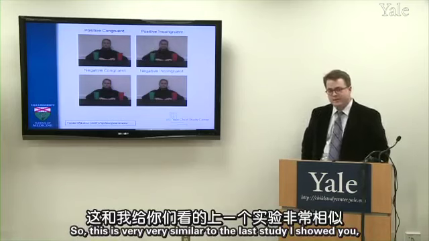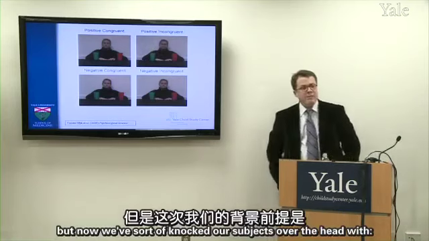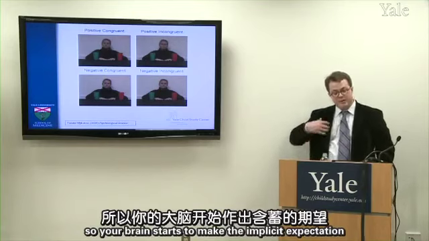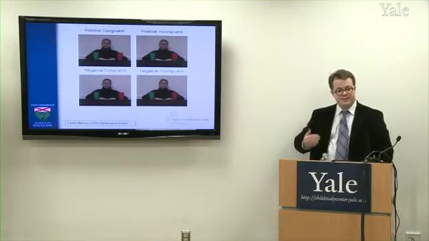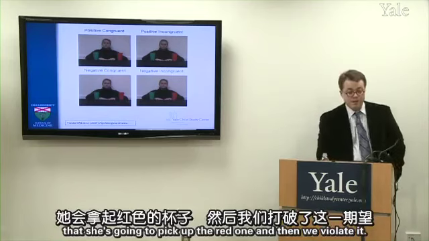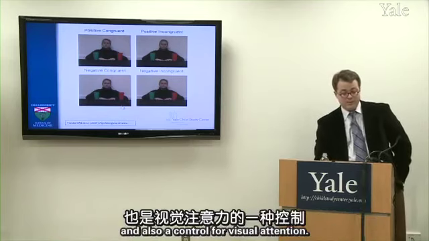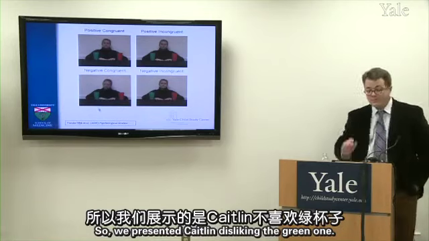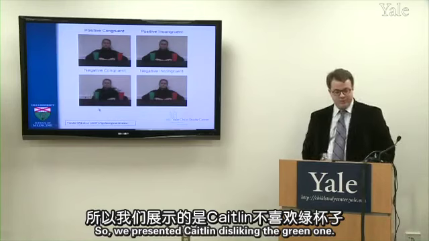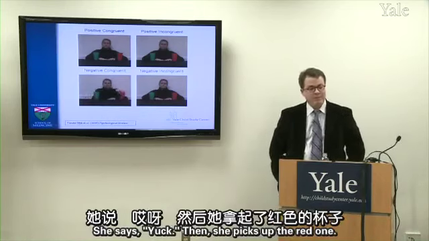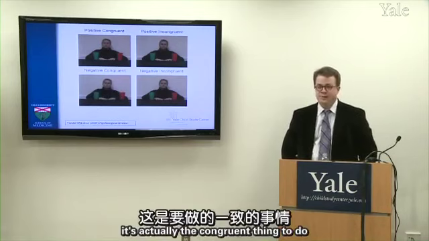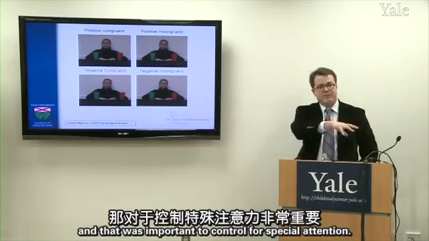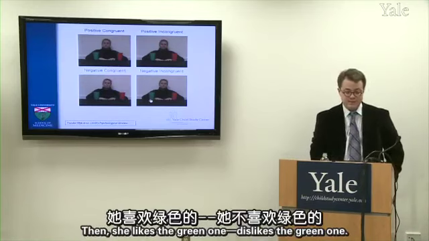So this is very, very similar to the last study I showed you, but now we've sort of knocked our subjects over the head with, Caitlin likes the red one, so your brain starts to make this implicit expectation that she's going to pick up the red one, and then we violate it. We wanted to make it a little bit more complicated and also control for visual attention. So we presented Caitlin disliking the green one. She says, "Yuck." And then she picks up the red one. Well, in this case, it's actually the congruent thing to do to reach into the other side of the table. And that was important to control for spatial attention.